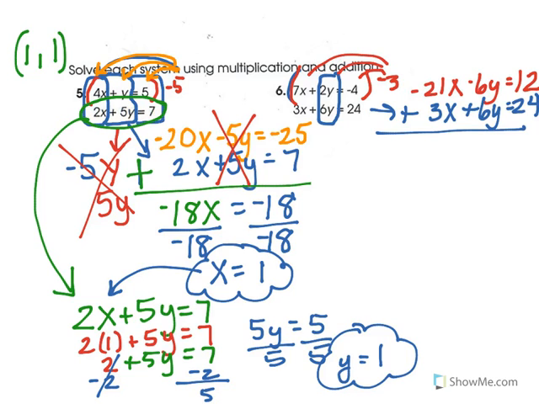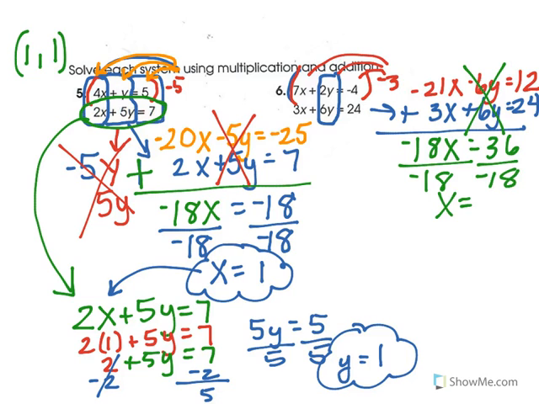And then I would add these. Negative 21x plus 3x is negative 18x. The y's cancel out. And 12 plus 24 is 36. You're going to isolate x by dividing by negative 18. So x equals negative 2.